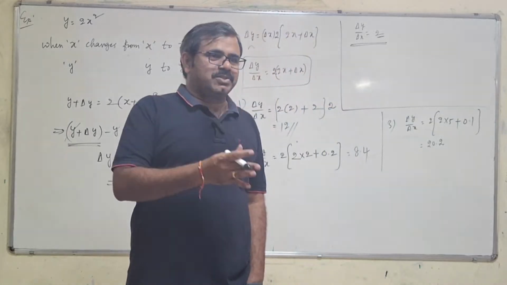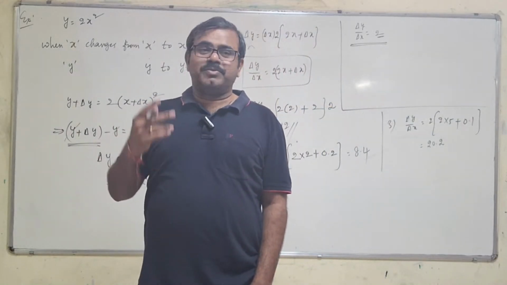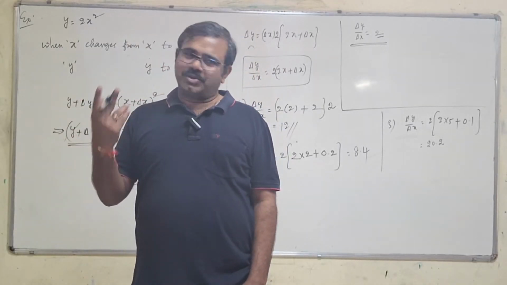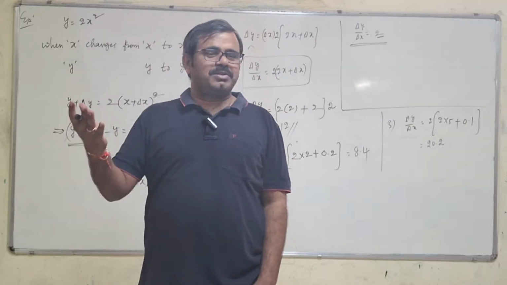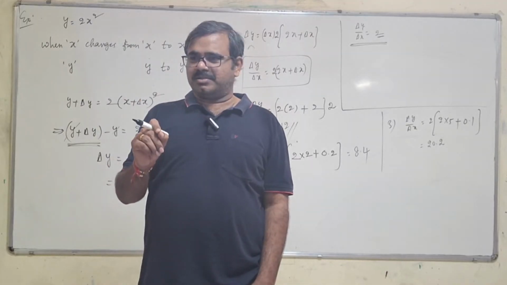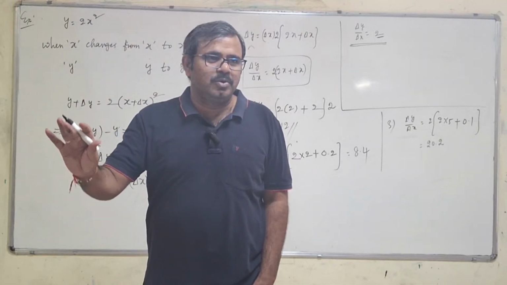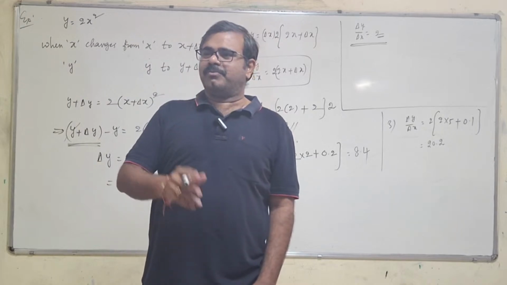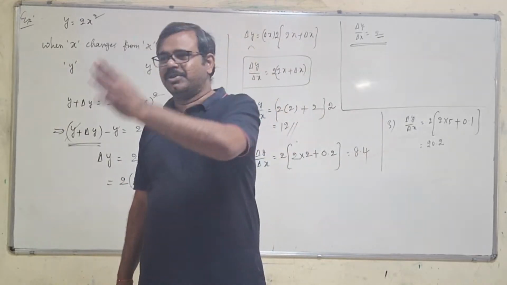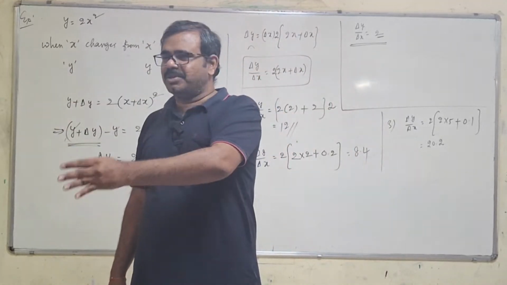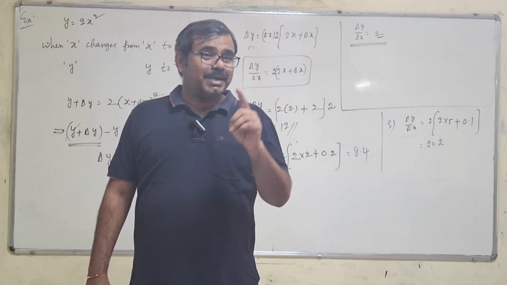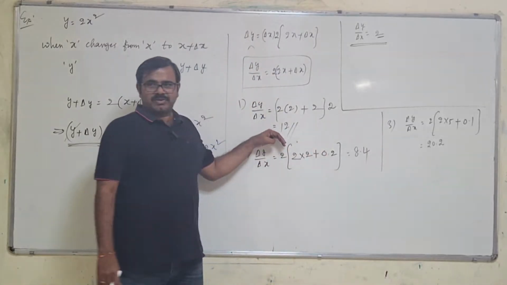It means when x changes from 0 to 1, change in y is how much? 2. When x changes from 1 to 2, change in y is how much? 2. When x changes from 2 to 3, change in y is how much? 2. So for every unit change in x, change in y is always equal to 2. It is like buying every pencil for how much? 2 rupees. The first pencil costs 2 rupees. The second pencil costs 2 rupees. The third pencil costs 2 rupees. But in the second example, that's not the case.